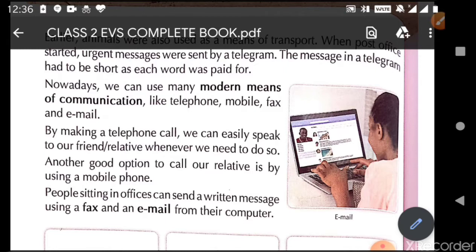Anything you want to know, immediately we Google it. We go to Google and search for it. Okay, we get all the related information. So these are all modern means of communication: telephone, mobile, fax machine, video conferencing, internet.